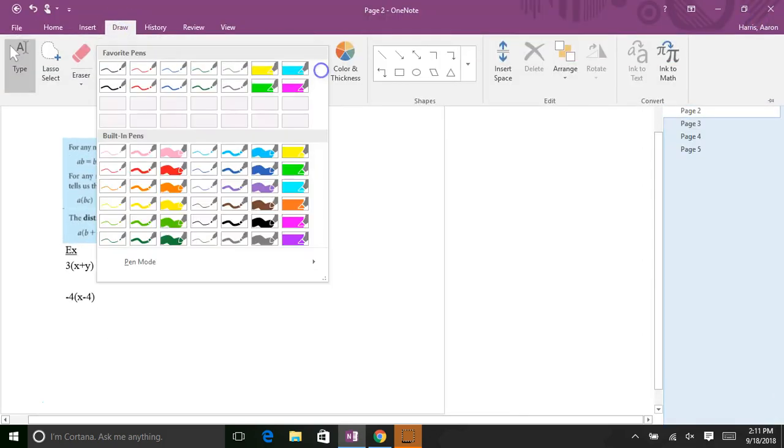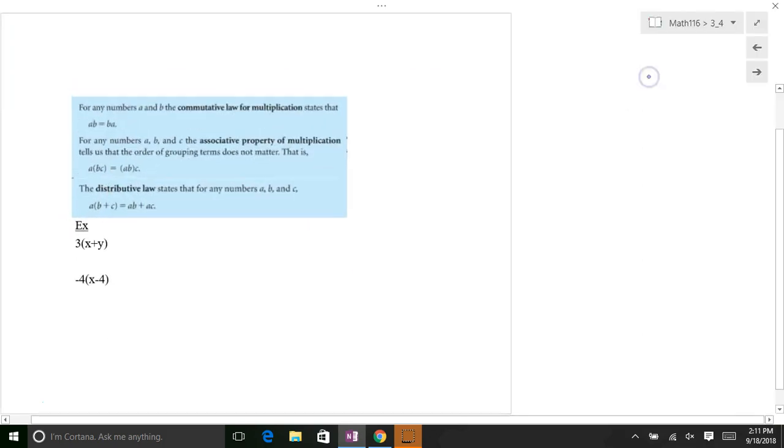Let me grab my pen here. So last time we talked about the commutative law of addition. Now we're going to talk about the commutative law of multiplication. So 2 times 3 is the same as 3 times 2. And don't take these properties for granted. With operations on matrices, for example, a matrix A times a matrix B is not necessarily the same as a matrix B times a matrix A. But these do work with our real numbers here.